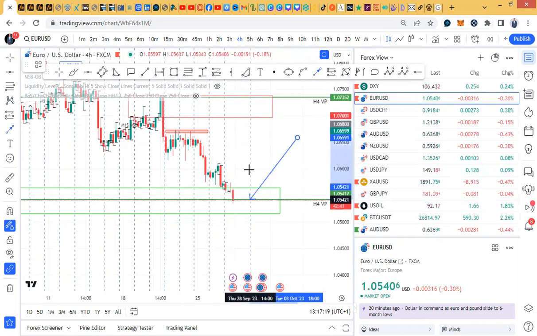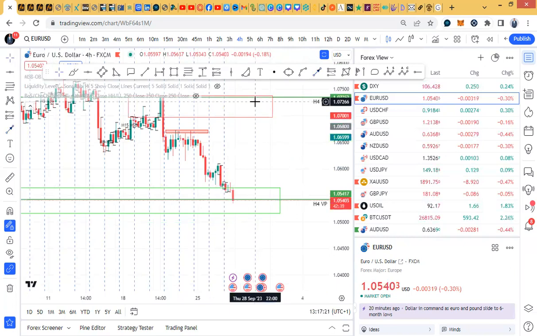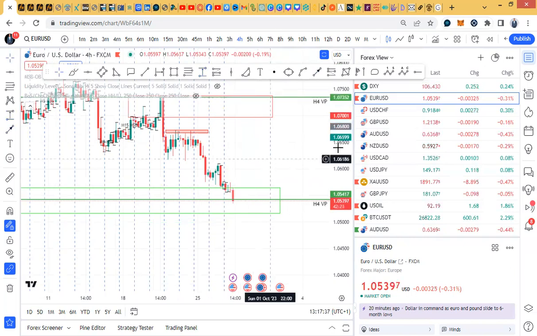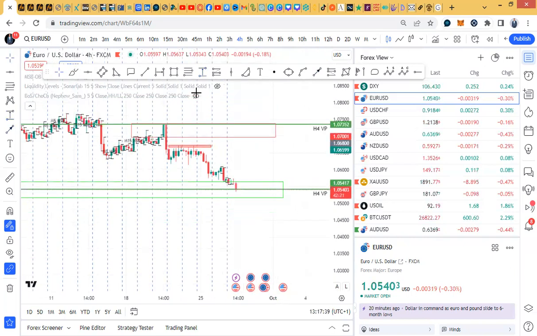Over here is the resistance level. From this point to this point, we can be seeing a lot of movement in the market. For beginner traders, I wonder if you understand the language I was using now: pips. This is about 192 pips, okay?